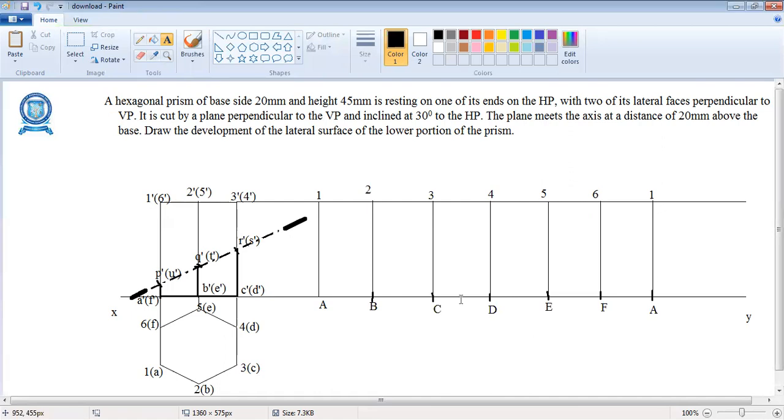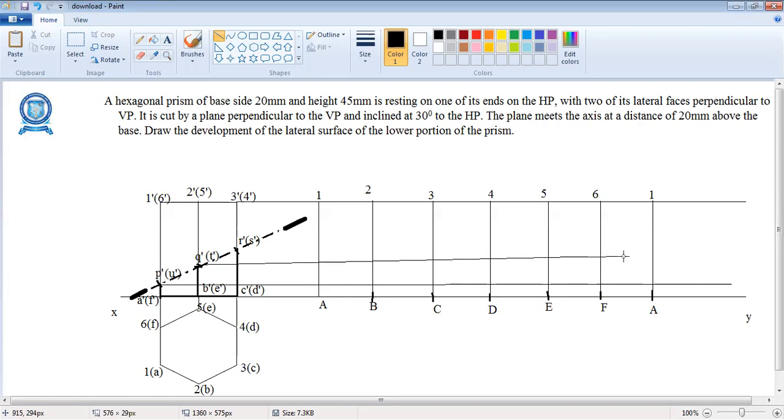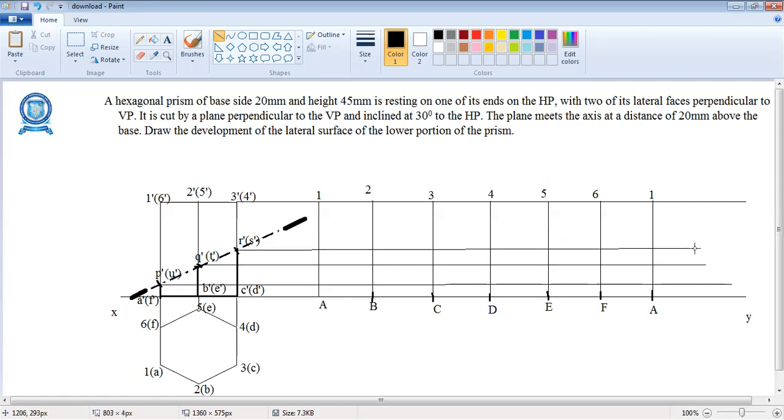Now we are going to transfer these P, Q, R, S, T, U points into the development of the hexagonal prism. A simple way is to draw straight lines parallel to the hexagon line from all the cutting points, like this.